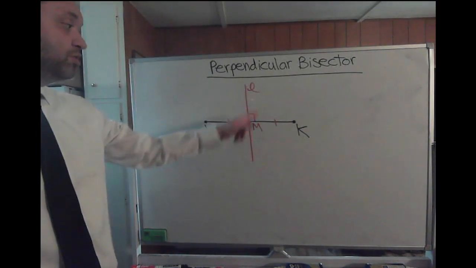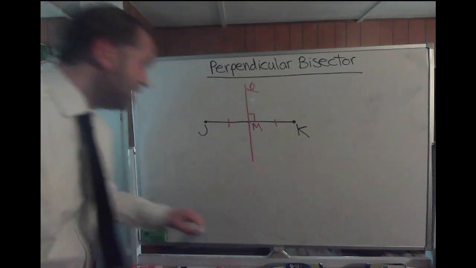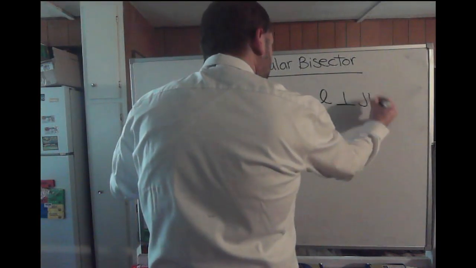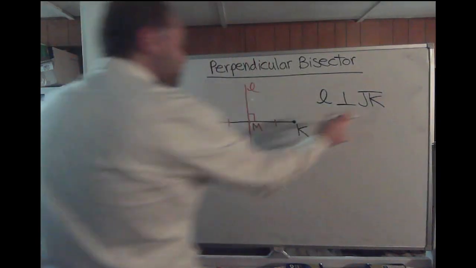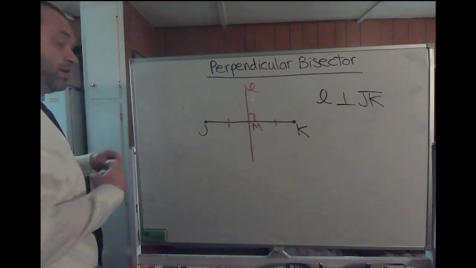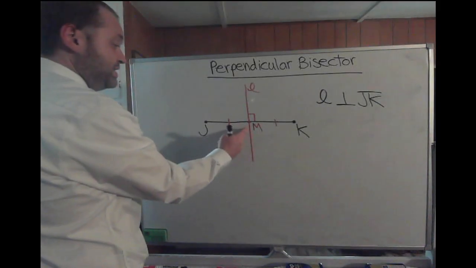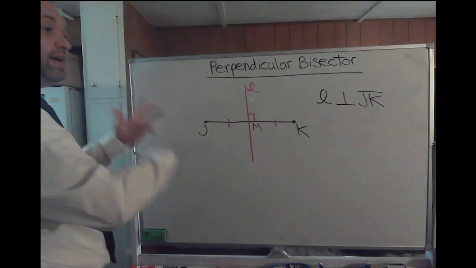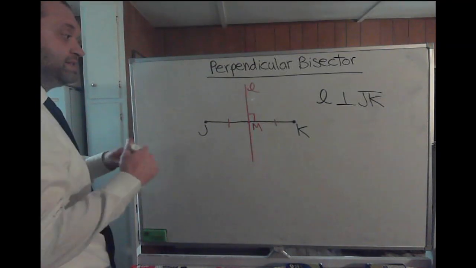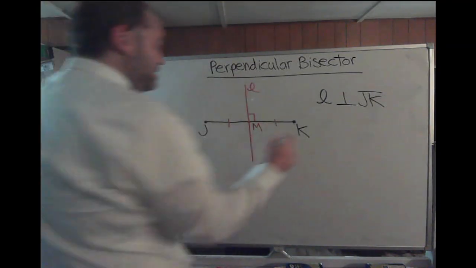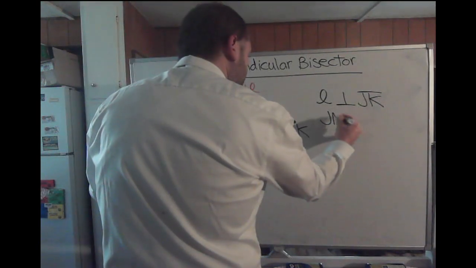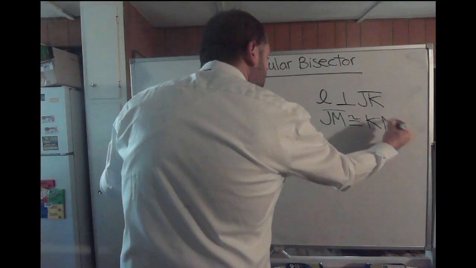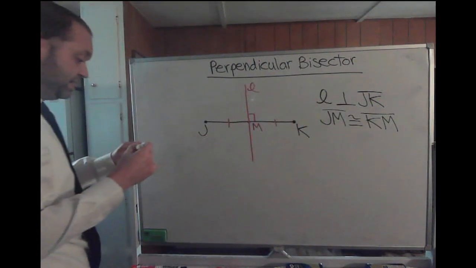So line L is perpendicular to JK. Let's establish that here. So we know L is perpendicular to JK, right? And then, not only that, it intercepts that segment JK right at its midpoint. So it's both perpendicular and a segment bisector at the same time. In other words, this would make JM congruent to KM, since it is the perpendicular bisector.